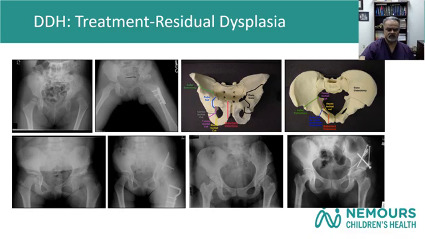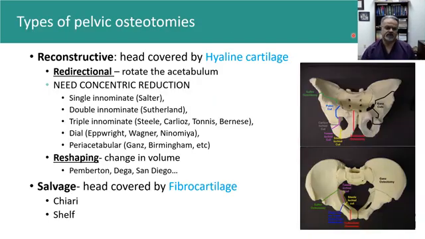Looking at residual dysplasia, there are multiple different osteotomies that have been described for addressing residual dysplasia after a closed or an open reduction. Looking at the options that we have for pelvic osteotomies, there are two main classes: the reconstructive pelvic osteotomies that cover the femoral head with hyaline cartilage, or the salvage procedures which cover the head with fibrocartilage, which does not last quite as well in the long term. Within the reconstructive osteotomies, we either have redirectional osteotomies or the volume altering or reshaping osteotomies.